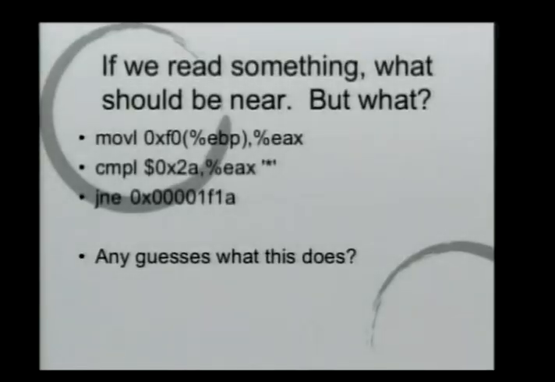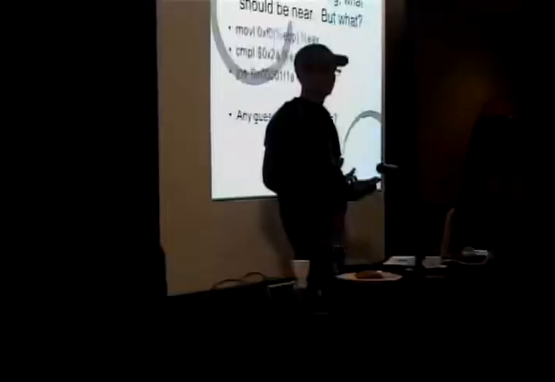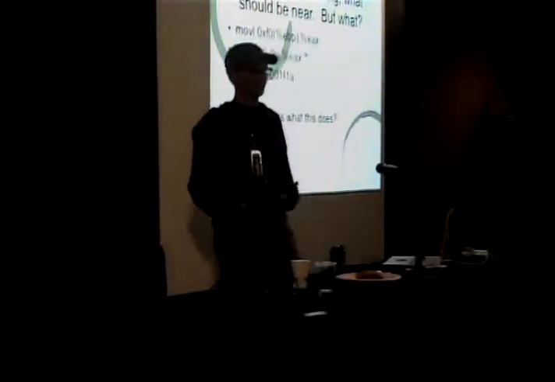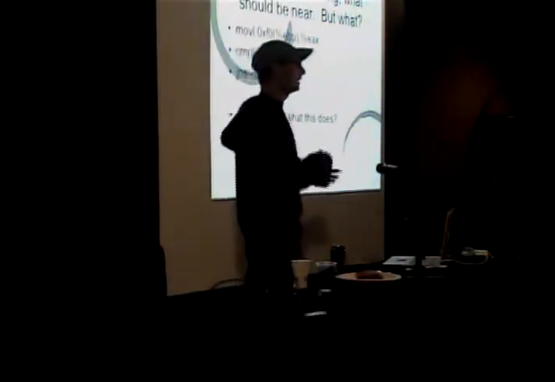So if we read something, what should be near it? What do we expect to happen? It just read something off the console. What's it going to do? It's going to check it against something, right? It's going to say, hey, what's happening here? What did I just get? Was my input good or bad? 99.9% of the time.